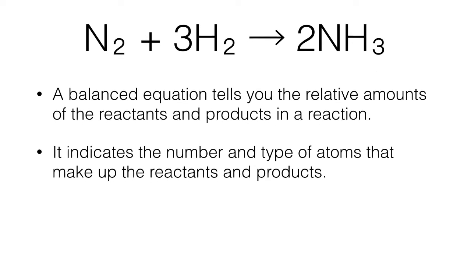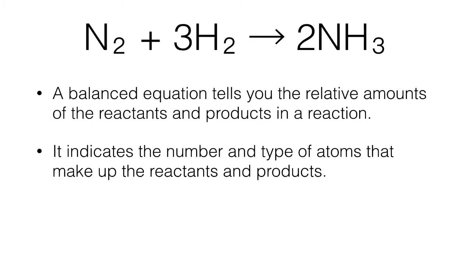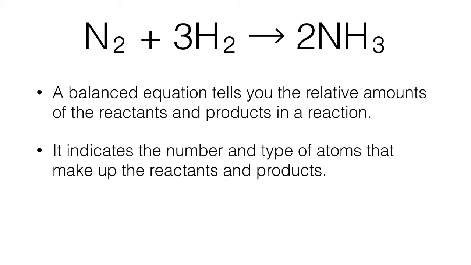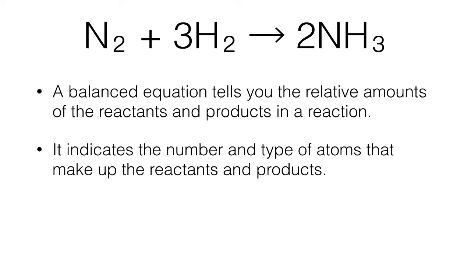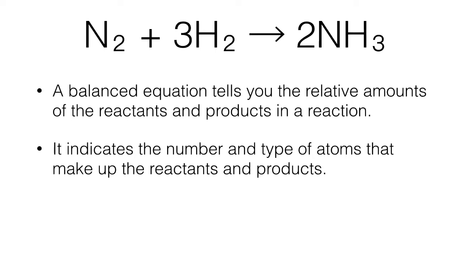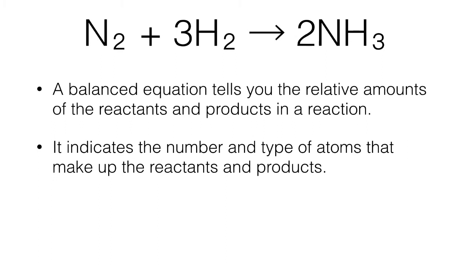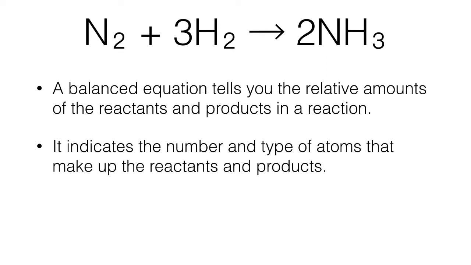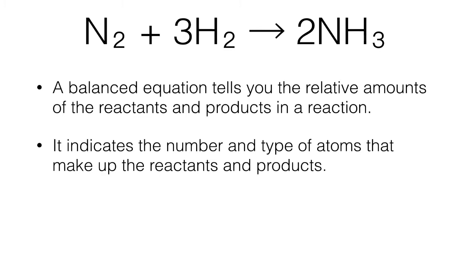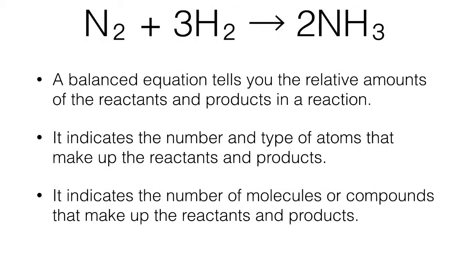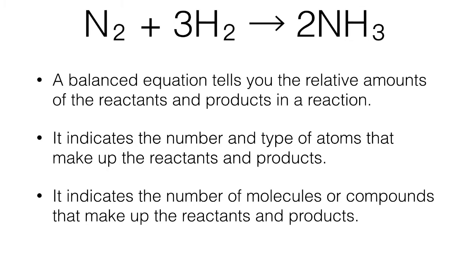First of all, it indicates the number and the type of atoms that make up the reactants and the products. 2 nitrogen atoms and 6 hydrogen atoms will yield a compound that consists of 2 nitrogen atoms and 6 hydrogen atoms. This shows us that the equation is balanced, that the number of atoms on each side and the type of atoms on each side are the same. But the equation also indicates the number of molecules or compounds that make up the reactants and products. So we can say 1 molecule of N2 plus 3 molecules of H2 will yield 2 molecules of ammonia.